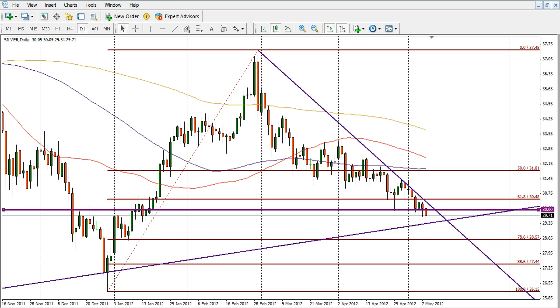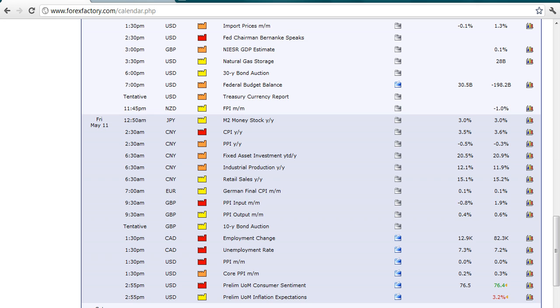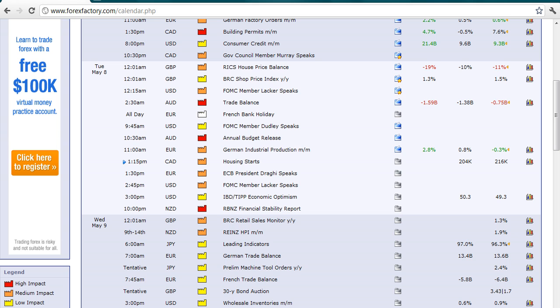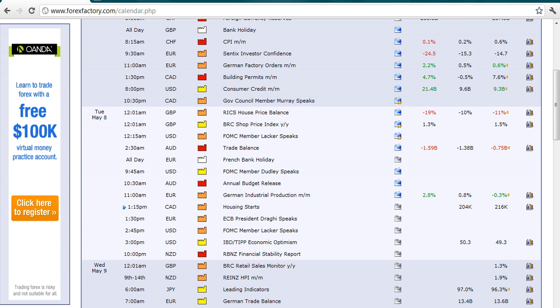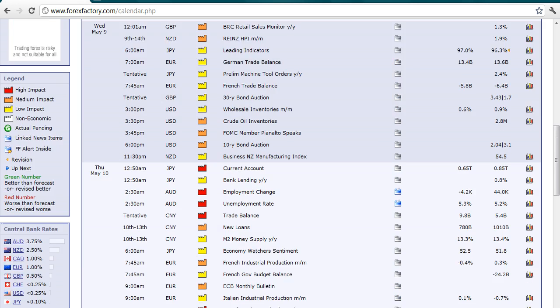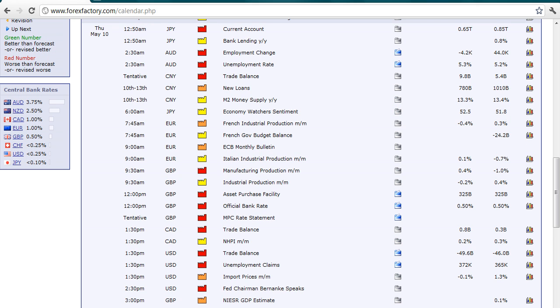Okay, let's quickly have a look at the Forex calendar for this week. So in terms of today, what have we already had out? We've already had the German industrial production numbers month on month, a big beat on the forecast there. The forecast was 0.8%, it came out at 2.8%. Not a lot of high impact news, nothing out on Wednesday. Thursday we have some Australian data, we have the employment change numbers, and the unemployment rate expected to increase at 5.3%. At 9:30 UK time on Thursday we have the UK manufacturing production numbers month on month, forecast at 0.4%, previously was -1.0%.